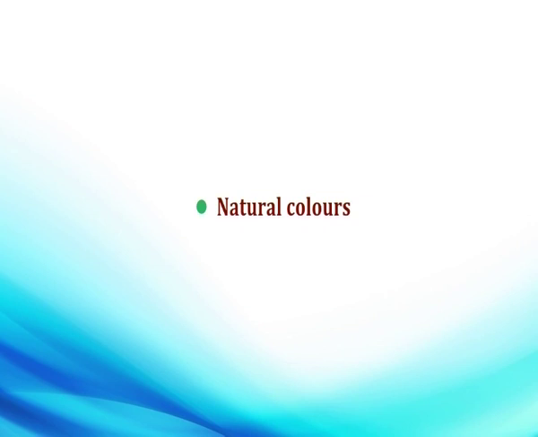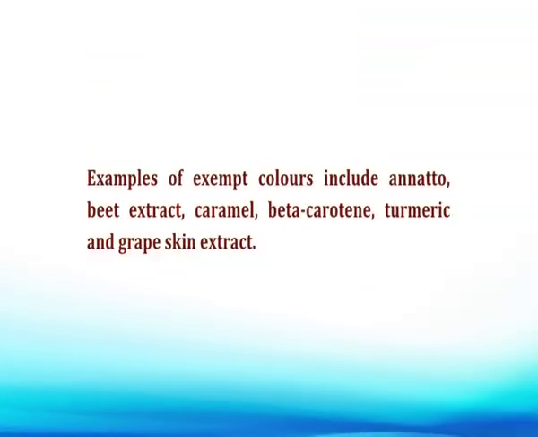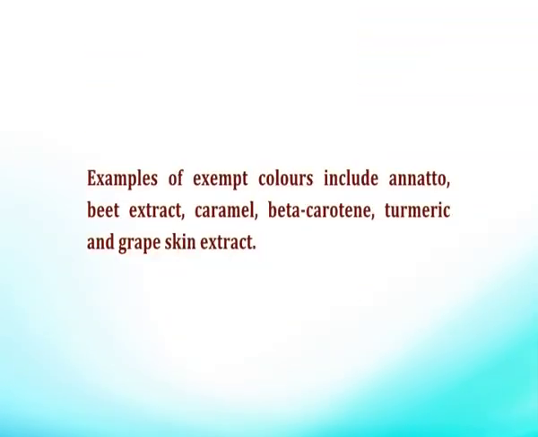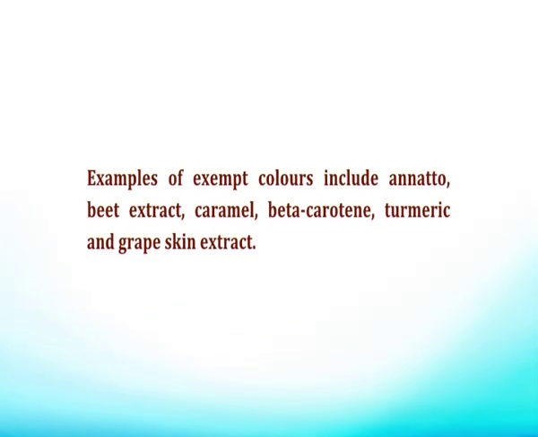Natural colors. Colors that are exempted from certification include pigments derived from natural sources such as vegetables, minerals or animals. Nature-derived color additives are typically more expensive than certified colors and may add unintended flavors to foods. Examples of exempt colors include annatto, beet extract, caramel, beta-carotene, turmeric and grape skin extract.